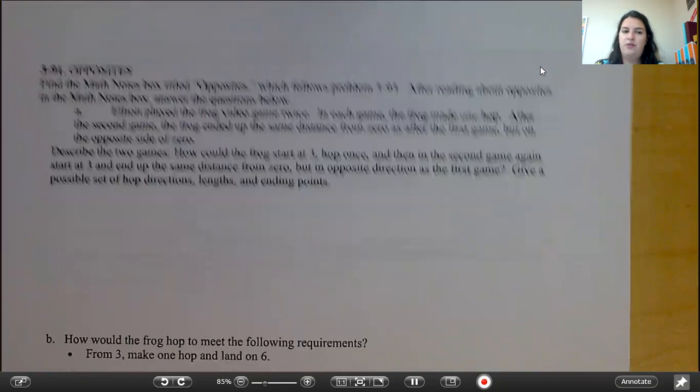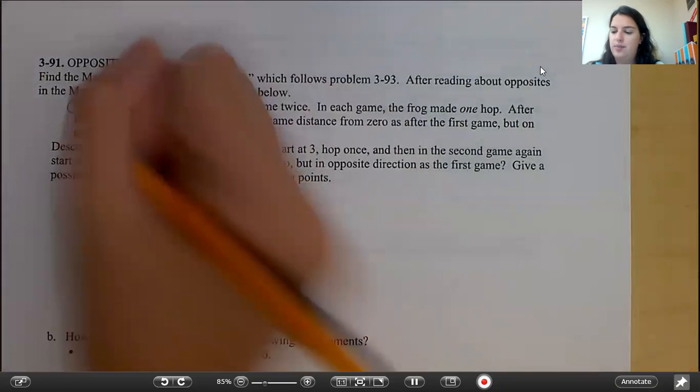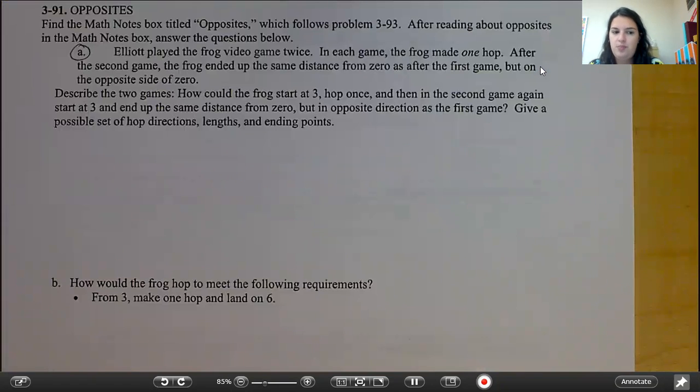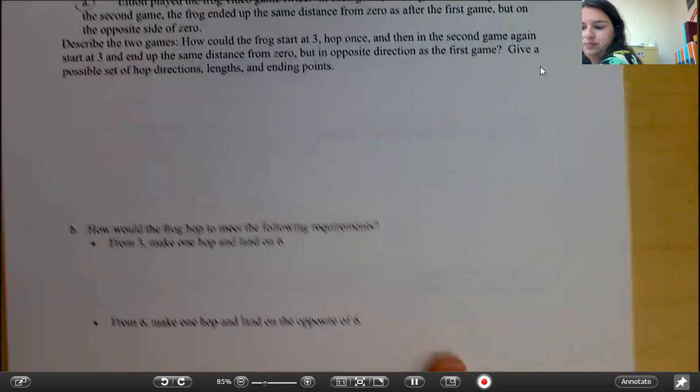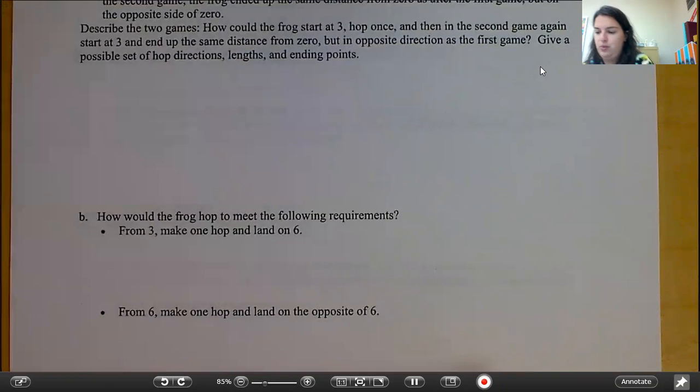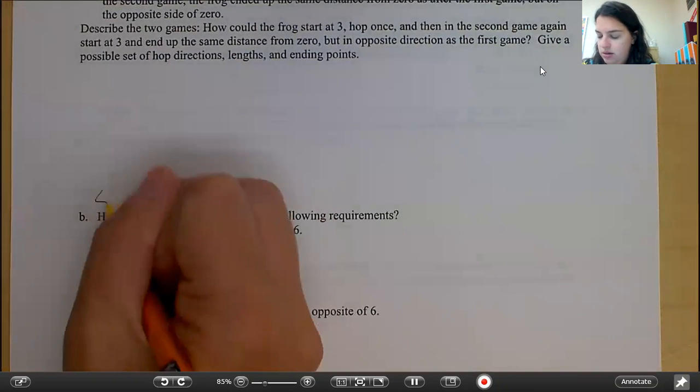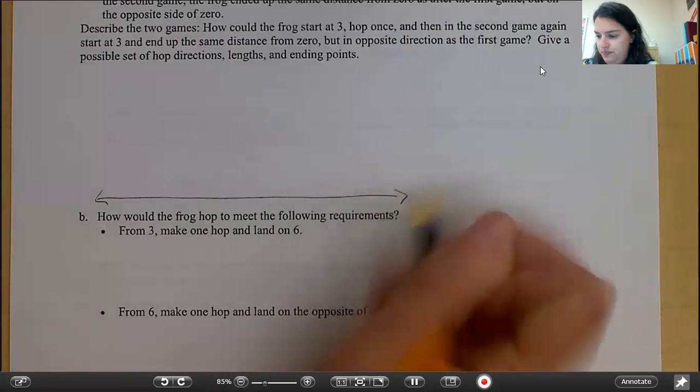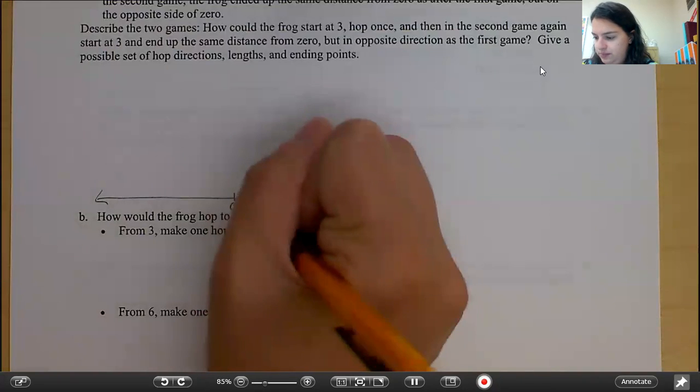Okay, if you're back with me, you have answered part A. We are going to save it to talk about it in class. Part B says, how would the frog hop to meet the following requirements? From 3, make 1 hop and land on 6. Well, again, if you need to draw yourself a number line, draw yourself a number line.